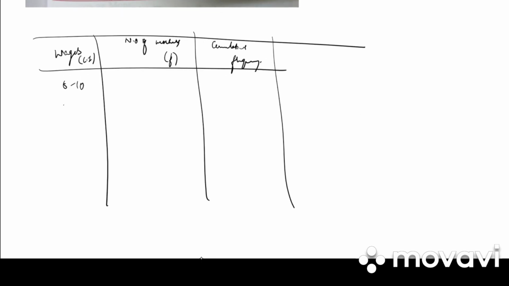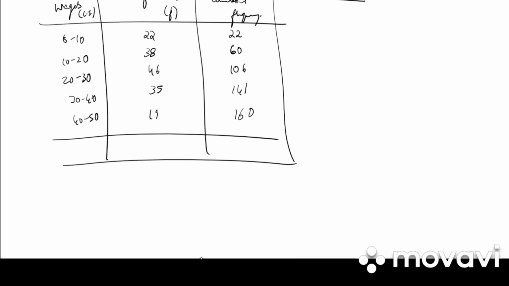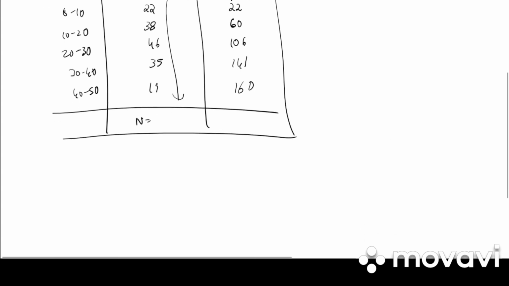So 0 to 10, 10 to 20, 20 to 30, 30 to 40, 40 to 50: 22, 38, 46, 35, 19. So 22, 38 plus 22, 60, 60 plus 46, 106, 106 plus 35, 141, 141 plus 19 is 160. So what is the total of frequency? 22 plus 38 plus 46 plus 35 plus 19. It is 160.